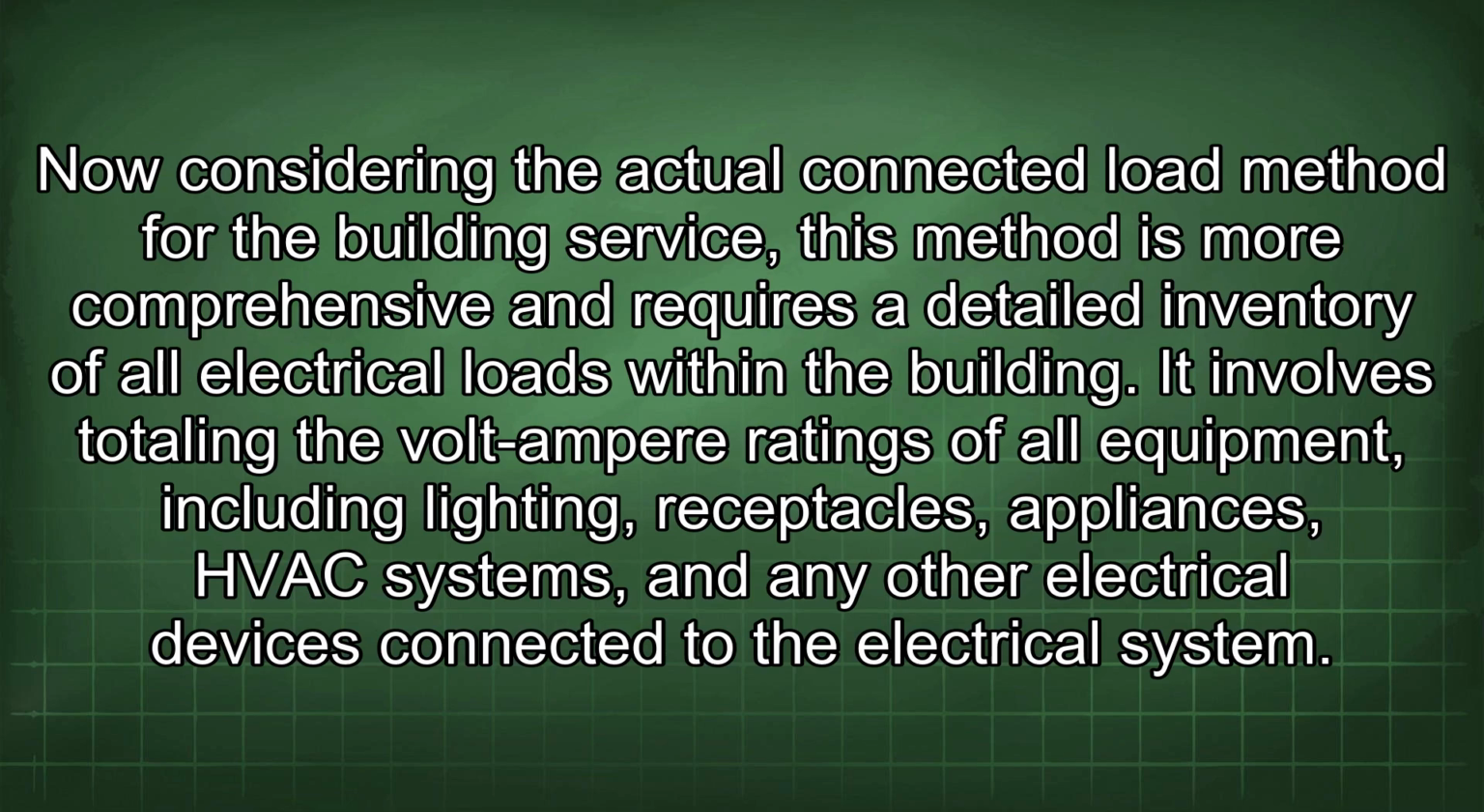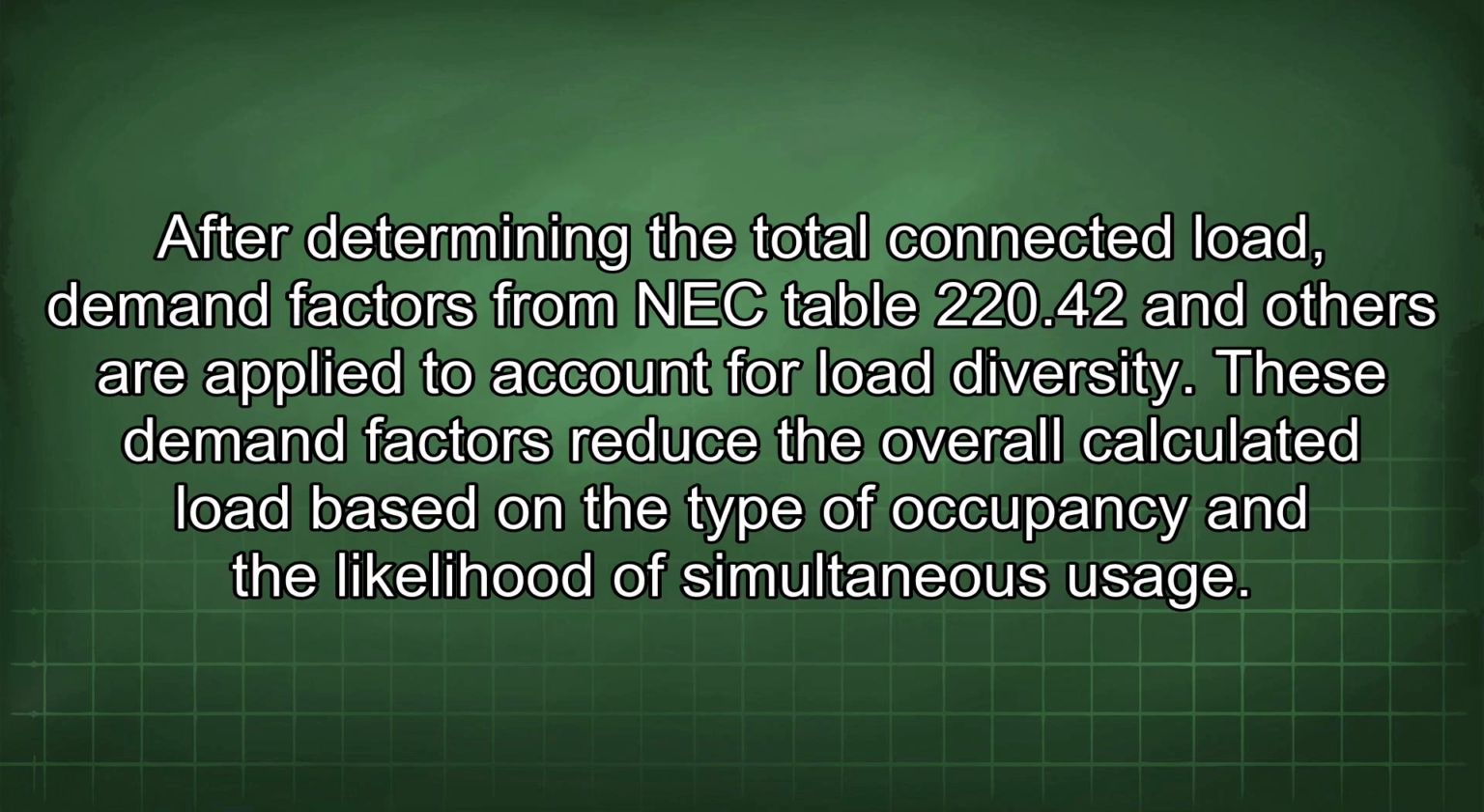Now considering the actual connected load method for the building service, this method is more comprehensive and requires a detailed inventory of all electrical loads within the building. It involves totaling the volt-ampere ratings of all equipment, including lighting, receptacles, appliances, HVAC systems, and any other electrical devices connected to the electrical system. After determining the total connected load, demand factors from NEC Table 220.42 and others are applied to account for load diversity. These demand factors reduce the overall calculated load based on the type of occupancy and the likelihood of simultaneous usage.